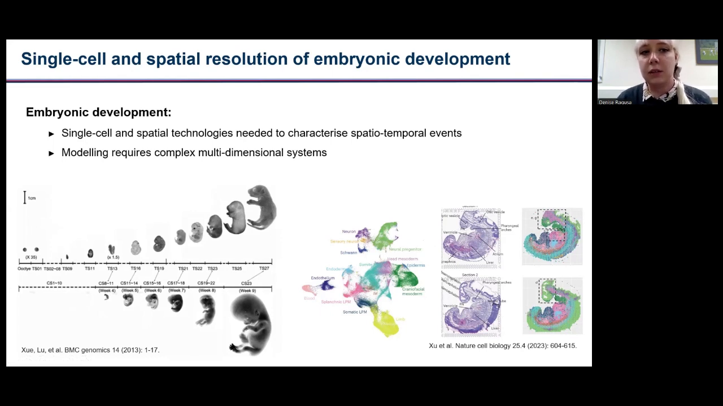And obviously, the advent of spatial technologies has further allowed us to map how these transcriptional identities make up tissues and very complex patterns. And you can imagine if characterization of embryonic development is difficult, it's even more difficult to model these processes in vitro. For this reason, technological advances are also needed to put together multidimensional complex systems to truly mimic what is happening in vivo.